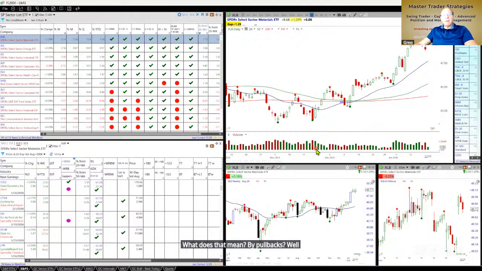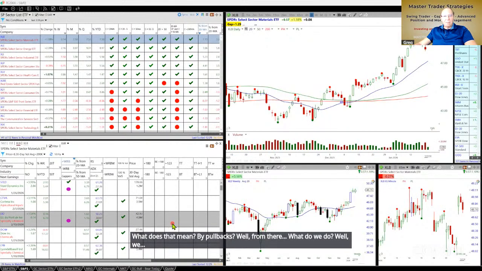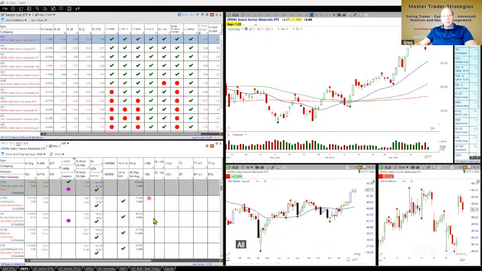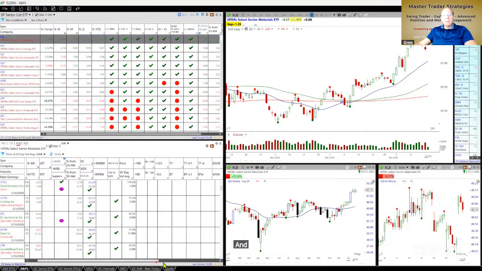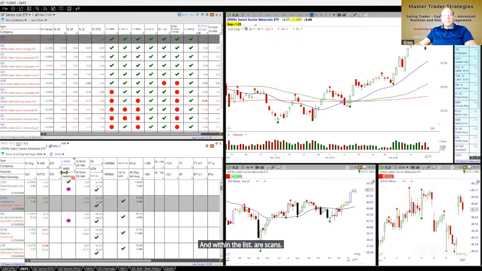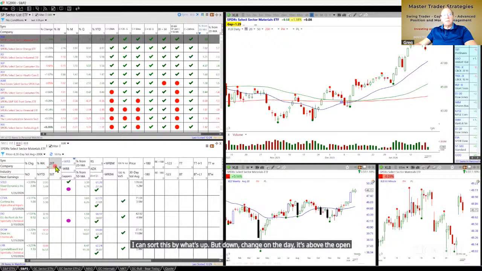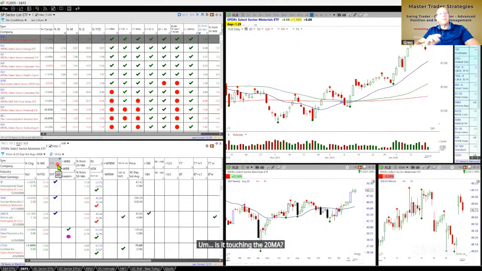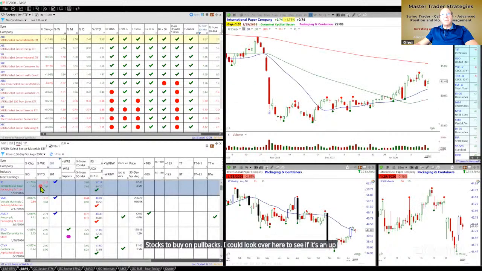Well, from there, in this layout, all of the stocks in this sector are in here. And within the list are scans. I can sort this by what's up or down, change on the day, whether it's above the open, the week, the year. Is it touching the 20 MA? Those are typically good stocks to buy on pullbacks. I could look over here to see if it's an uptrend, but I'm just going to click on this.